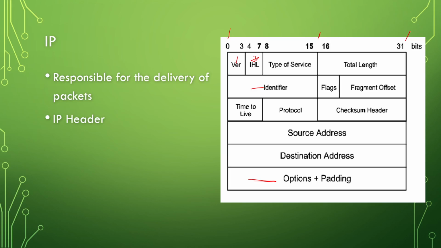Protocol is the next level protocol header, presents the data portion of the IP datagram. So you're going to see 1 for ICMP, 6 for TCP, or 17 for UDP.